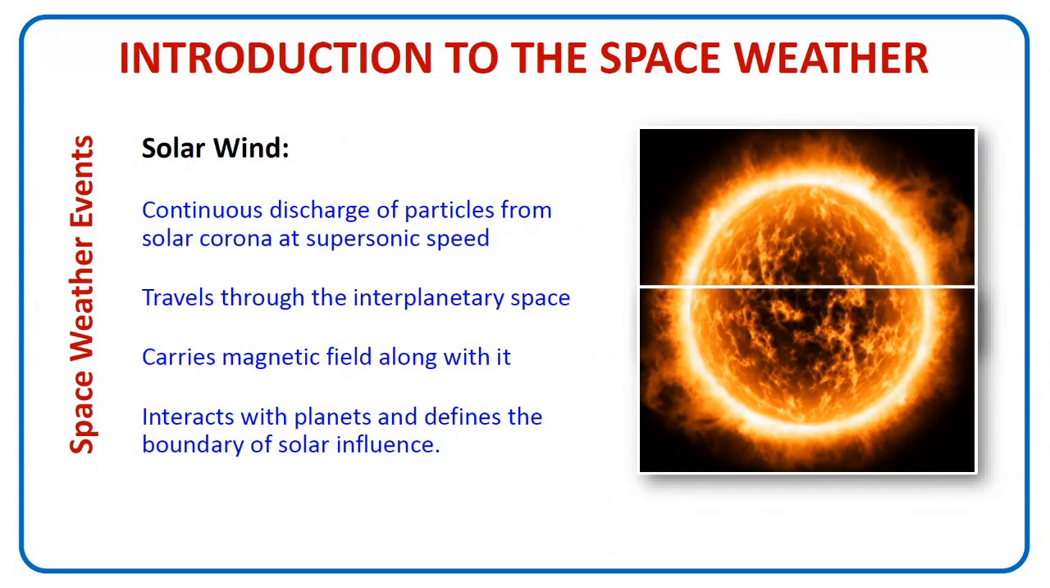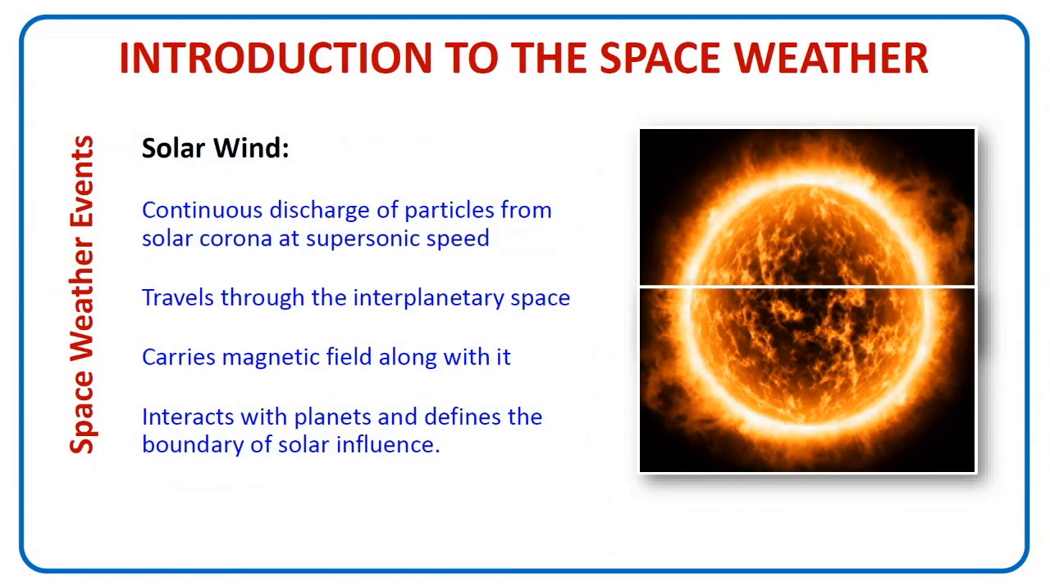They move through the interplanetary space at supersonic speed, carrying the magnetic field along. When these charged particles move, they carry the sun's magnetic field with them, which we call the interplanetary magnetic field. And these are carried till the end of the heliosphere. It interacts with the planets and defines the boundary of the solar influence. So the kingdom of the sun is kept secured by the solar wind.